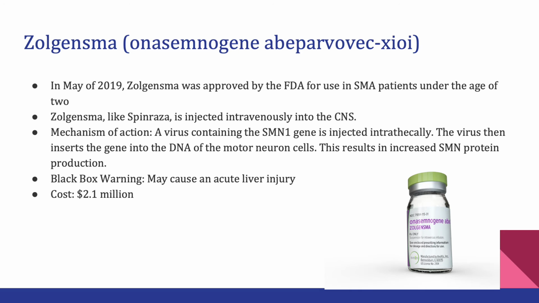So, Zolgensma is, in theory, a silver bullet treatment for patients with SMA that could theoretically be the cure for the disease. However, it is only approved currently for use in patients under the age of 2. Now, there are ongoing studies being done that could eventually lead to the approval of Zolgensma for older patients.